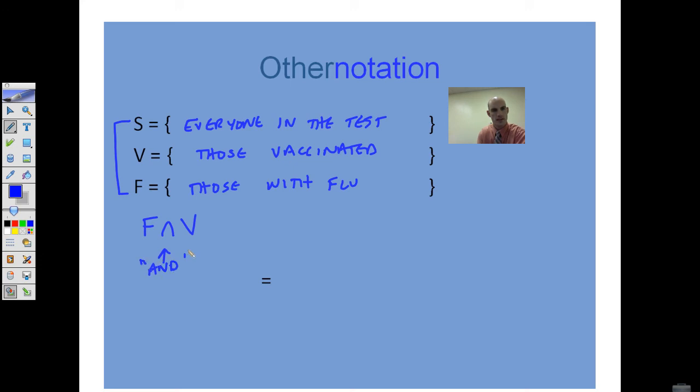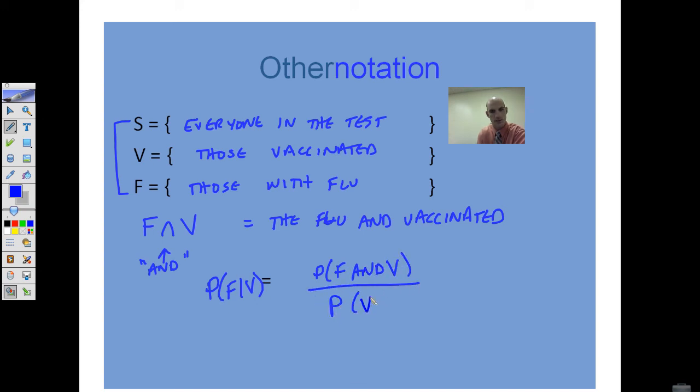Because this and here is giving us the combination of those two events, not to be confused with the combination that we've been talking about. But we want F and V to happen. We want the flu and vaccinated. Okay, because we want both of those things to happen. Well, what we have is we want the probability of F given that V. What that means for us is the probability of F and V over the probability of V.